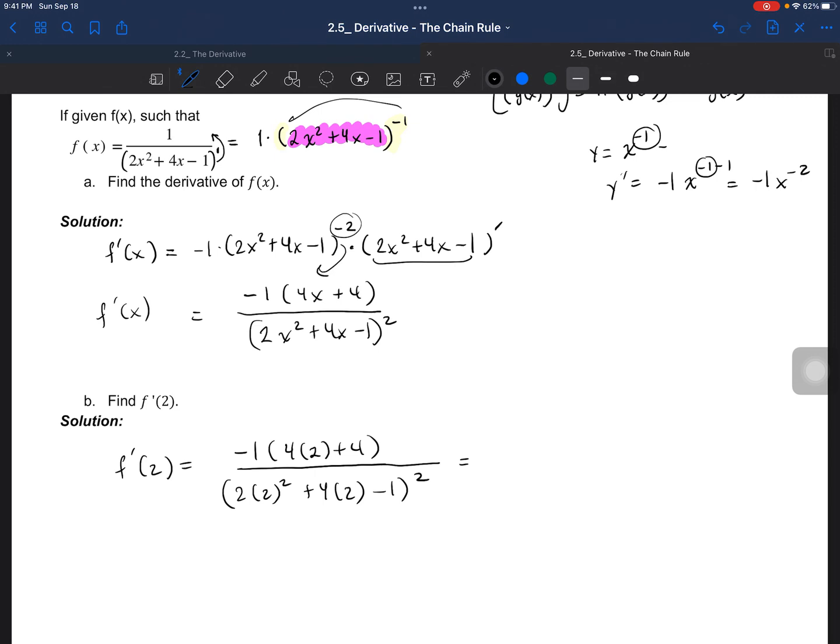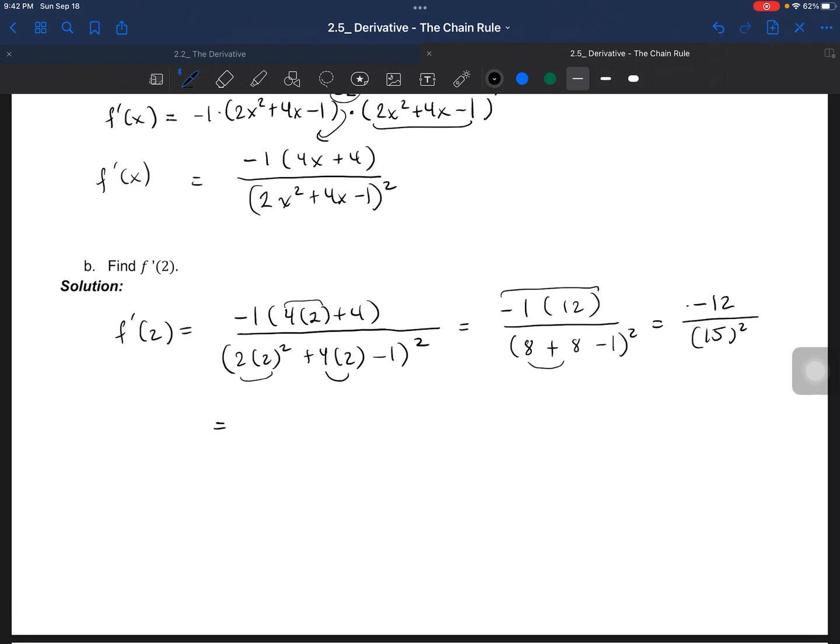On top we have negative, and then 4 times 2 is 8, plus 4 is 12. For the denominator, we have 2 squared times 2, that's 4 times 2, that's 8, plus 4 times 2 is 8, minus 1, squared. So we have negative 1 times 12, which is negative 12. And 8 plus 8 is 16, minus 1 is 15 squared.